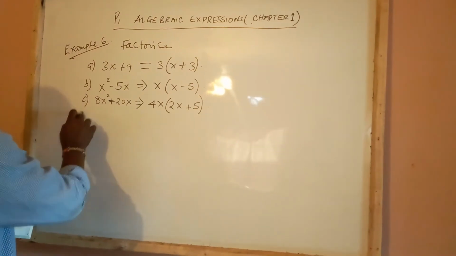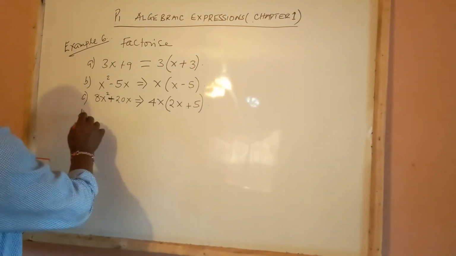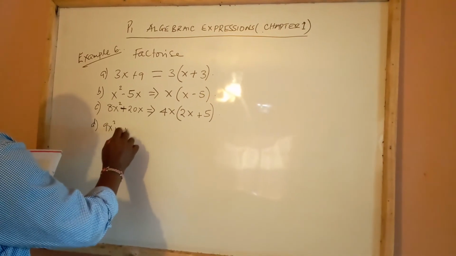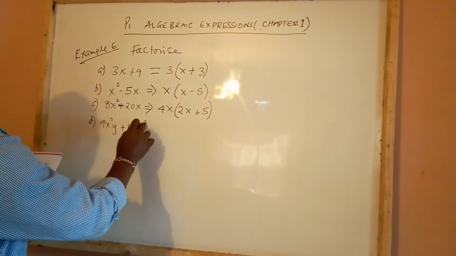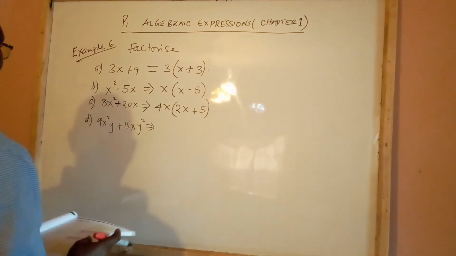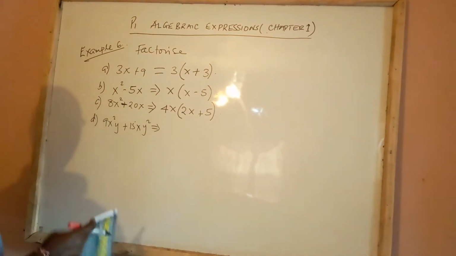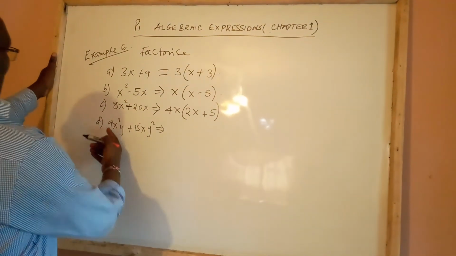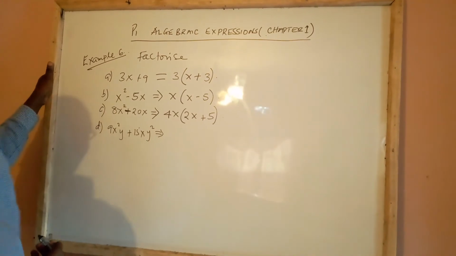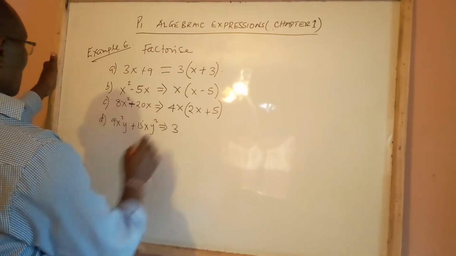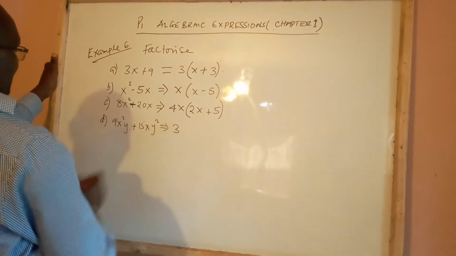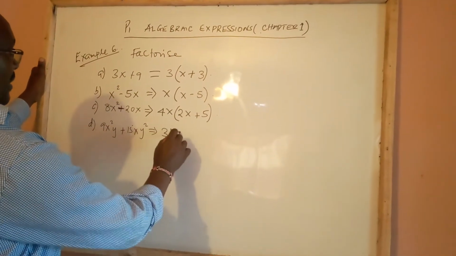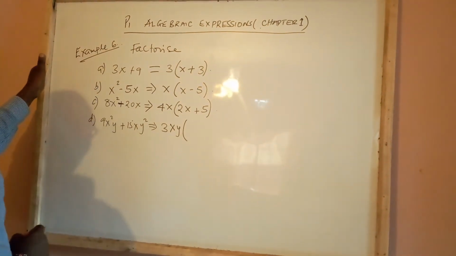Let us look at part D: 9x squared y plus 15xy squared. We need to approach this question in the same way. Identify within the whole numbers 9 and 15 what is common. Of course, 3 is common. Within x squared and x, x is common. Within y and y squared, y is common, and that gets outside the bracket.